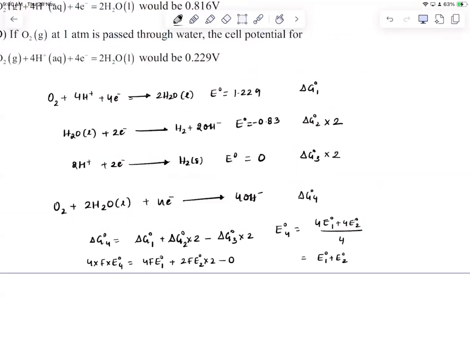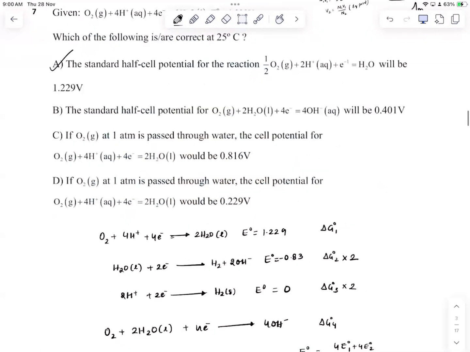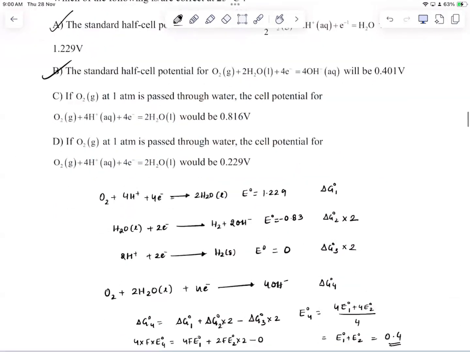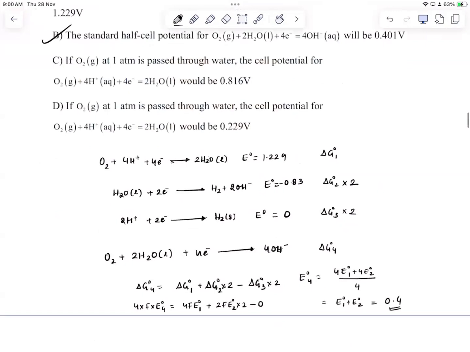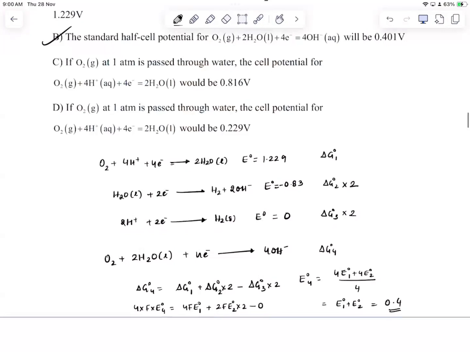So how much do we have? Let me check. 1.229 minus 0.83. Okay, so we are getting this as 0.4. And I think that is what is asked. So B is correct. Please check. I hope all of you got this point. Next.